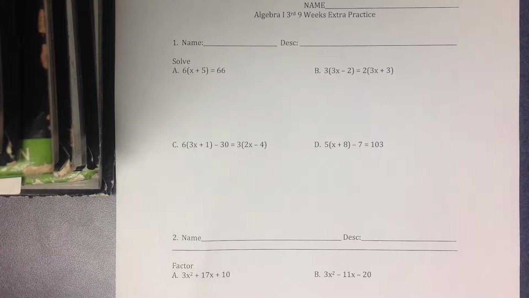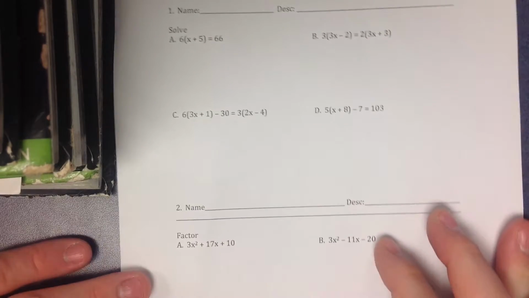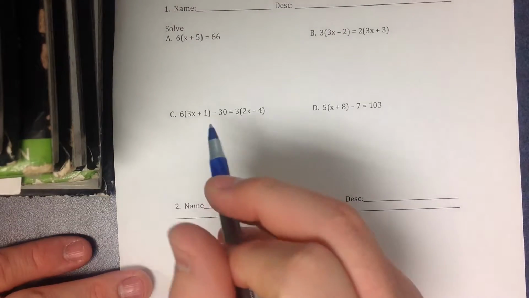Okay, we're going to talk about the Algebra 1 39 weeks extra practice worksheet. I'm going to go through and at least do one of each objective to kind of get you an idea or get you started if you're stuck. So the first problem dealt with multi-step equations. So I'm just going to look at part C on this one.